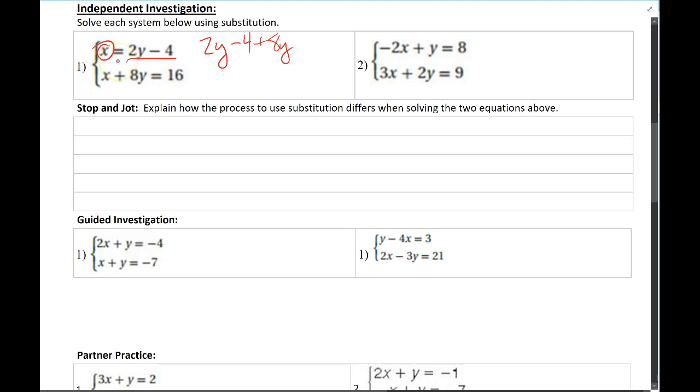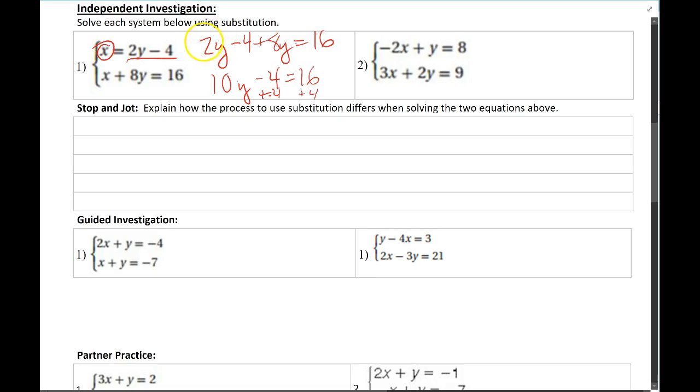Well, I don't want x. The idea here is I can't solve if I have two variables. I need to eliminate one of them by using substitution. So all that equals 16. Now as I carry that through, I say, okay, well, 2y plus 8y gives me 10y minus 4 equals 16. Hopefully you see this, but just to make sure, I would add 4, add 4, and I end up with 10y equals 20, therefore y is 2.